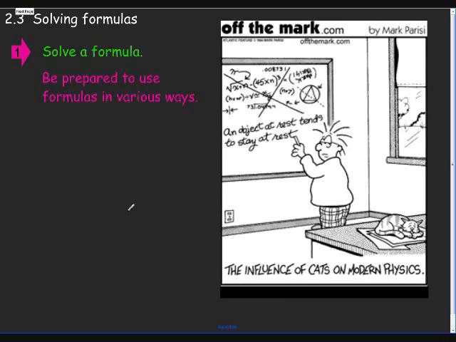We're going to finish up here with solving formulas. First of all, let's look at this, the influence of cats on modern physics. We have this lovely little tabby over here influencing this mathematician working on physics.